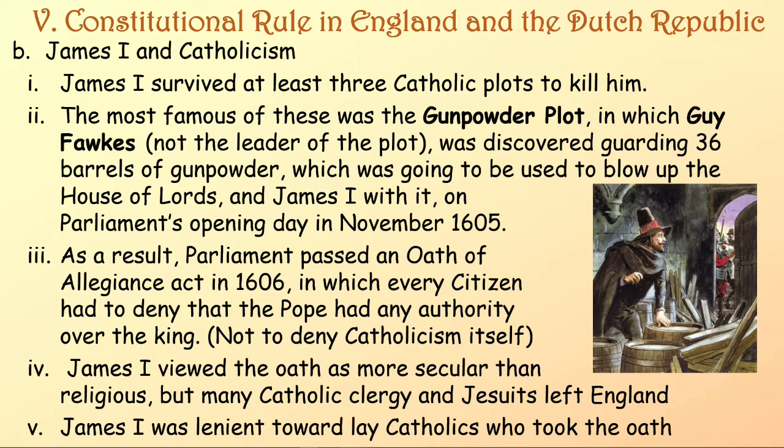As a result, Parliament passed an Oath of Allegiance Act in 1606, in which every citizen had to deny that the Pope had any authority over the king. That not to deny Catholicism itself, just deny that the Pope had any authority over the king. James I viewed the oath as really more secular than religious, but many Catholic clergy and Jesuits left England rather than take this oath. And James I was lenient toward lay Catholics who took the oath.